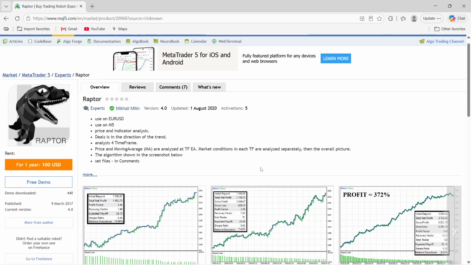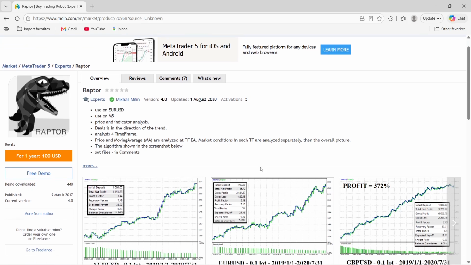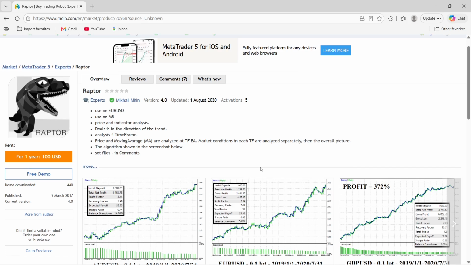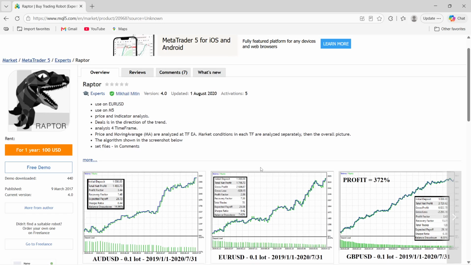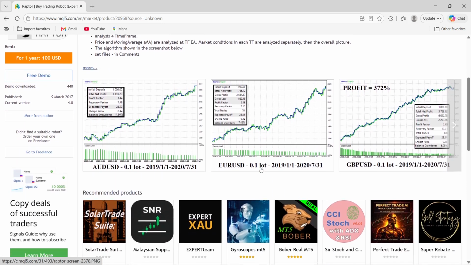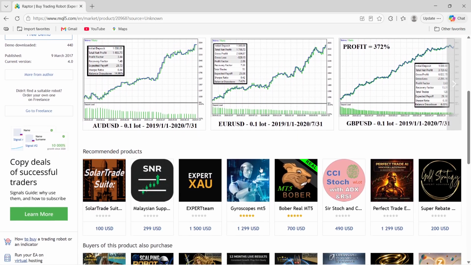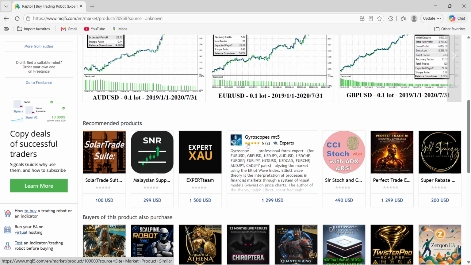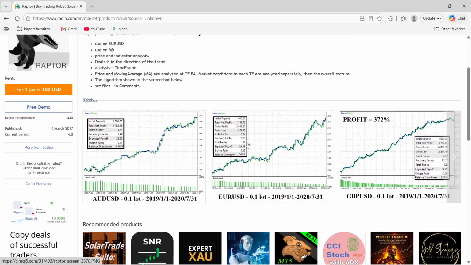So today we are looking at the Raptor EA for MT4 and MT5. This one's been around for a while on MQL5, marketed as a smart trend following system, especially for EURUSD on the M5 timeframe. The developer positions it as a reliable, non-martingale robot that uses multi-timeframe analysis to catch trends. Let's break it down and see what it's really about.